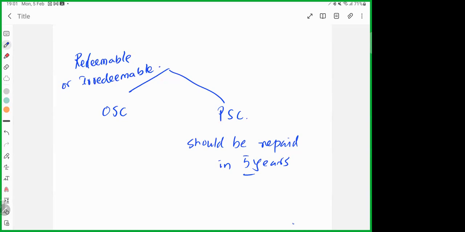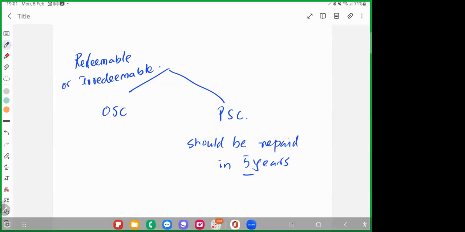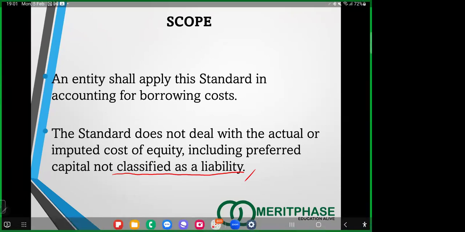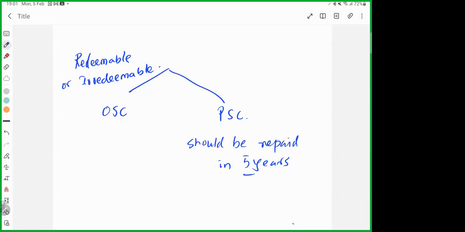So what they are saying here is that preferred capital is not classified as a liability. In terms of legal circumstances, if you call it capital, normally capital should be classified as equity, correct? But preference share capital, in terms of economic substance, we normally classify as a liability. Why? Due to the following reasons.